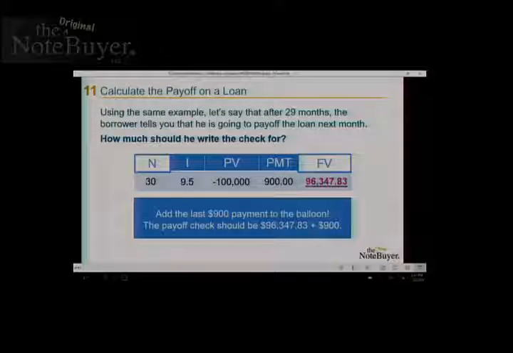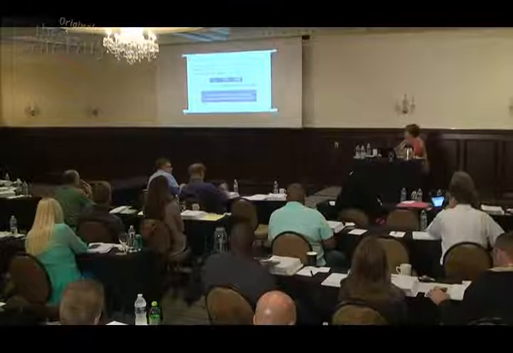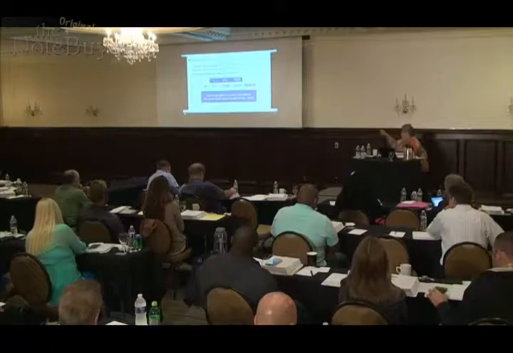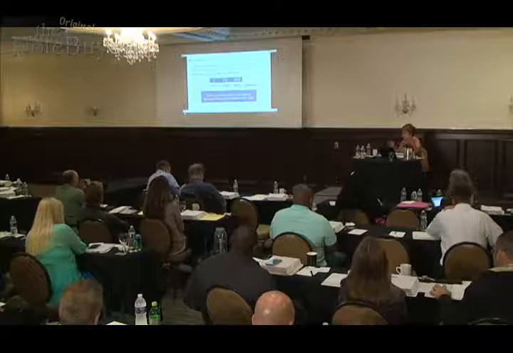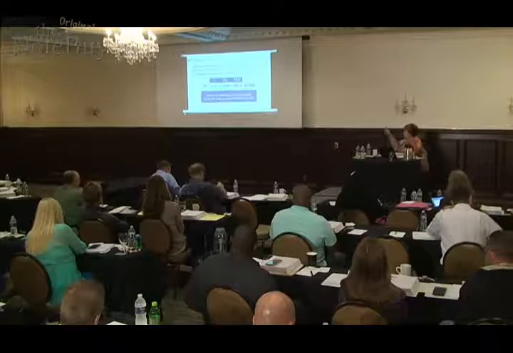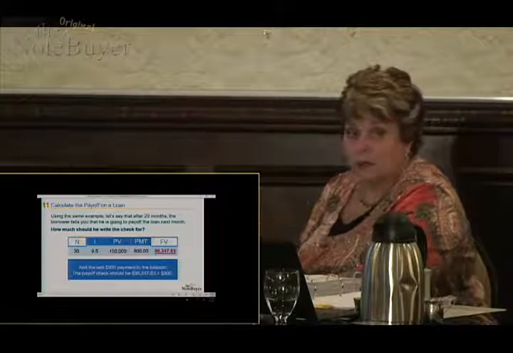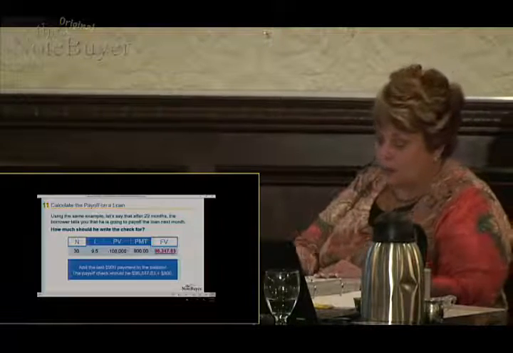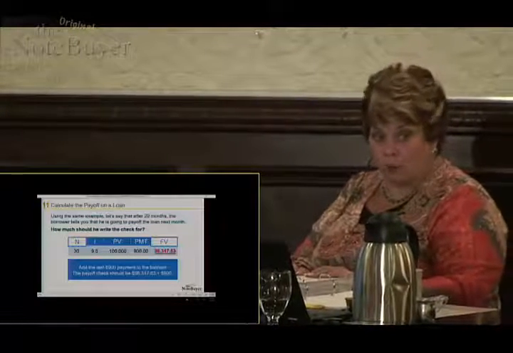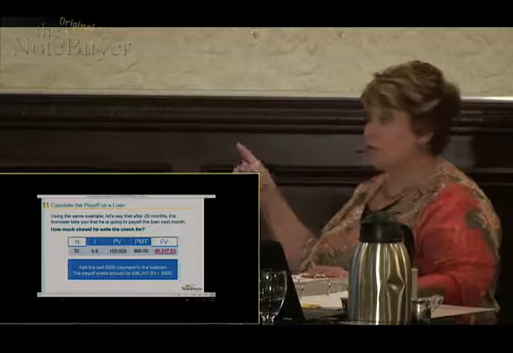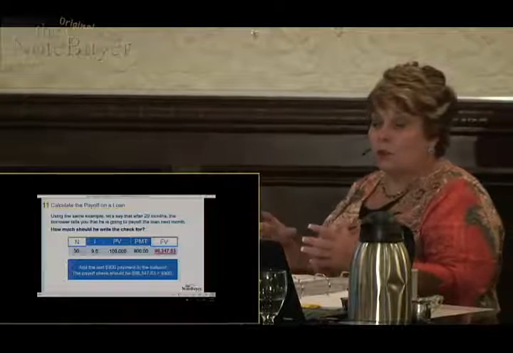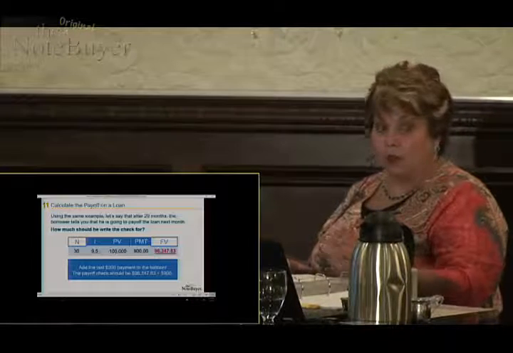Okay? Did everybody come up with that? Why did we add 900? Okay. FV is the remaining amount owed immediately after, in this case, receiving 30 payments of $900. So when he comes in and he's writing his $900 check for that 30th payment, he still owes $96,347. So if he's going to write one check, you add it together, and that's the payoff.